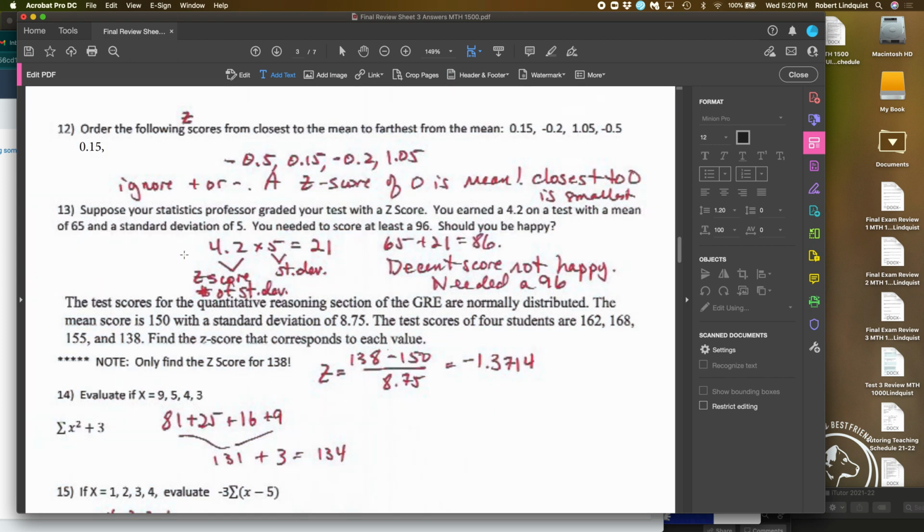Okay, so the correct answer here should read 0.15 because that's the smallest. The next smallest would be negative 0.2. So the first two go in the order of the question right here, 0.15 and negative 0.2, then negative 0.5, then 1.05. So you take the absolute value of each of these and the smallest one goes first. Sorry, I thought this was negative 0.05. I mistook where the decimal place was.